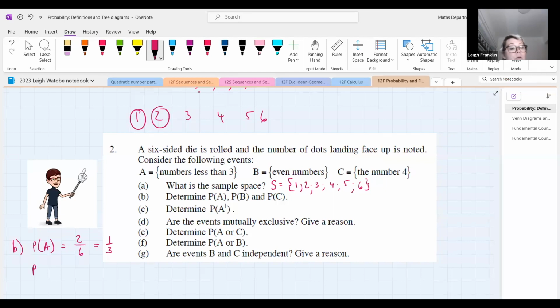Good, well done. The probability of B occurring. Now remember, those are the even numbers. We don't include 3, iPhone 2, because it says less than 3. It doesn't say less than or equal to 3. Yes, quite right, guys. 3 out of 6 numbers are even: the 2, the 4, and the 6. So that would be 3 in 6 or half. Cool. Let's do the probability of C now.